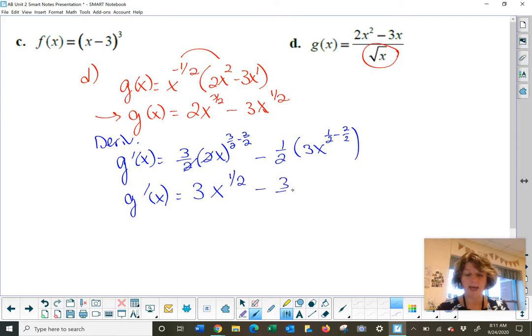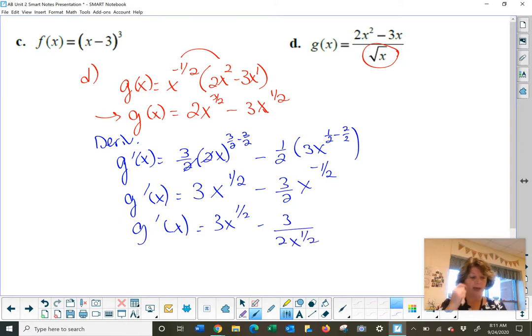Minus 3/2 x to the negative 1/2. Oh, I can't leave a negative exponent. Bummer. 3x to the 1/2 minus 3 over 2x to the 1/2. And game over. We got it.